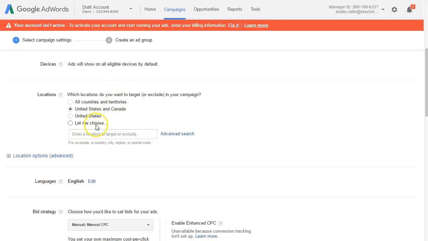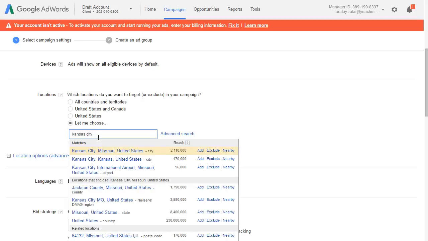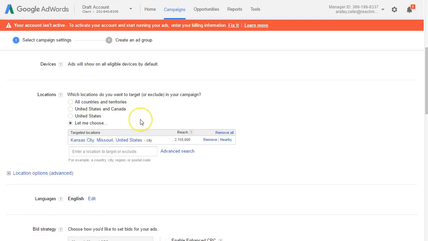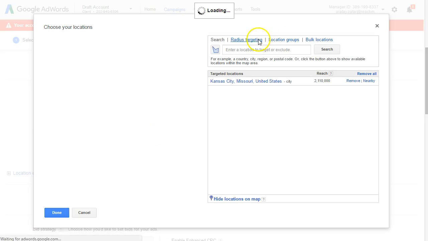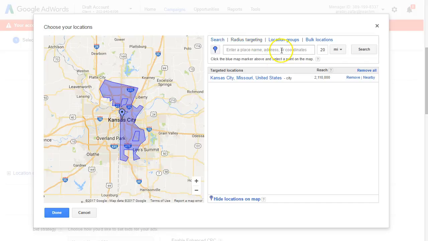And then of course we have to choose the location, and for locations, since it's Kansas City, we'll use that for now. Although if it was a very large city, we may want to use a radius targeting option, which is, once you go into advanced search, you can select radius targeting and put your address over here. And let's say for example 20 miles or 10 miles, you can put a number over here, and your ads will be targeted to folks within that radius.